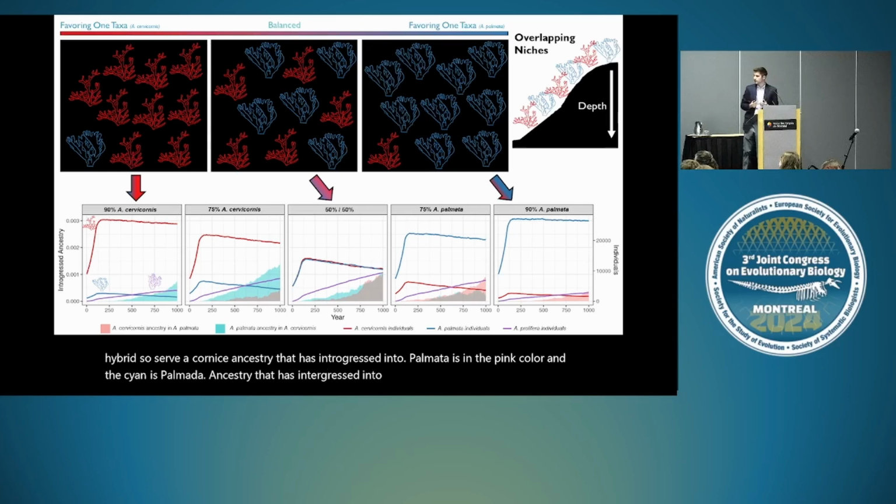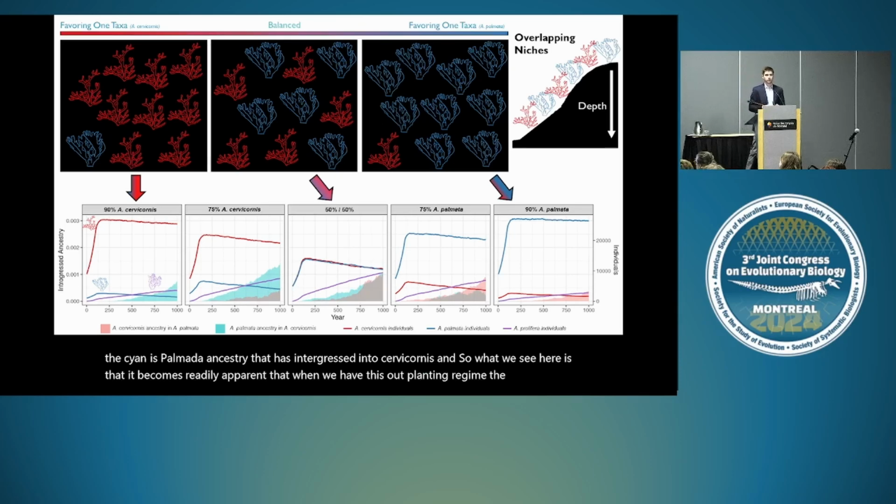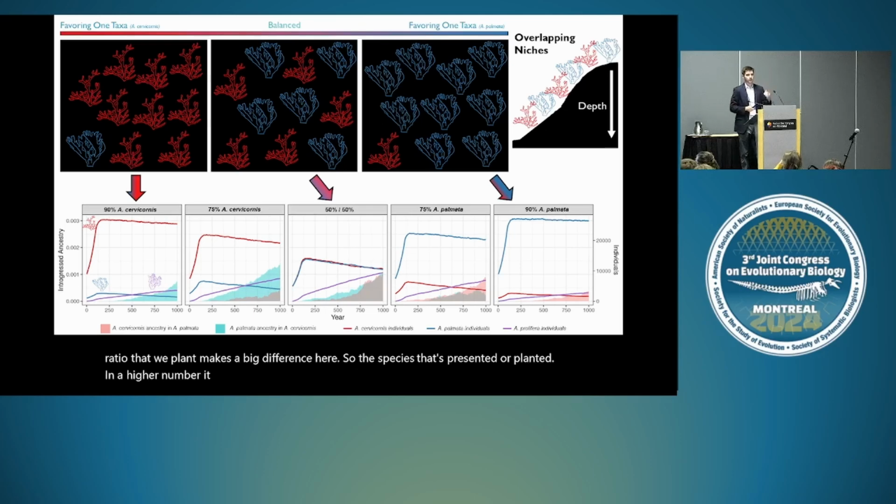Cervicornis. And what we see here is that it becomes readily apparent that with this outplanting regime, the species ratio that we plant makes a big difference. The species that's planted in a higher number quickly becomes dominant in the population, does well, and generally outcompetes the other species. They don't go extinct, but they struggle to gain a foothold on the reef as a result of the primary species taking up all of the space.